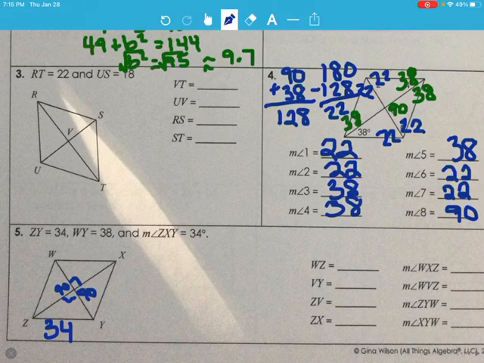So if I know the whole diagonal is 38, I can divide that by 2 and know each half, which is 19 and 19. And Z, X, Y, this angle right in here is 34 degrees. So use your properties of rhombi to figure out all the missing sides, and then triangle properties to figure out the missing angles on this one. Go ahead and pause here and finish up rhombi before moving on to squares.